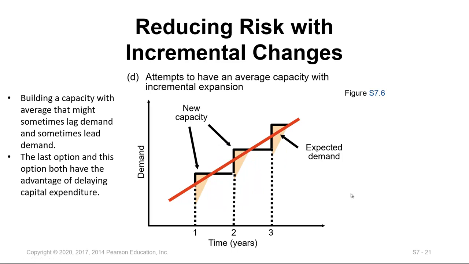Building capacity on average, which might sometimes lag demand or sometimes lead demand, is another option, and for that option you can see that we keep our capacity within the range of the demand. For the lagging option and for building your capacity within the average, both of these options have the advantage of delaying capital expenditure or capital investment until you're sure of the demand and stability of the demand.